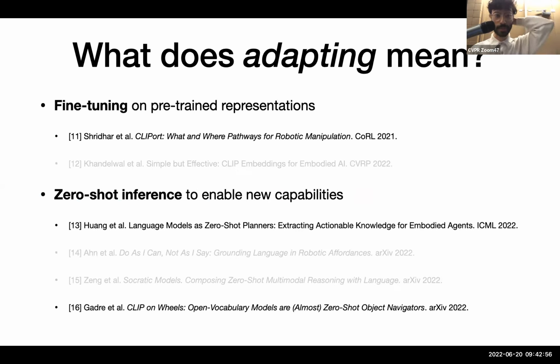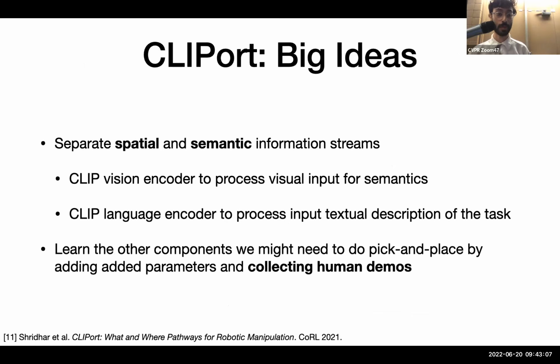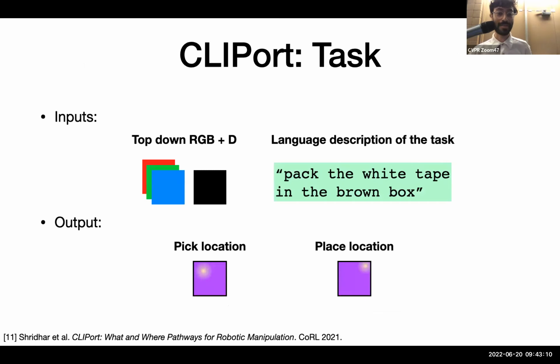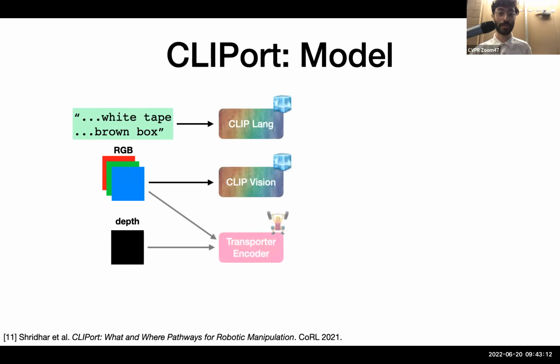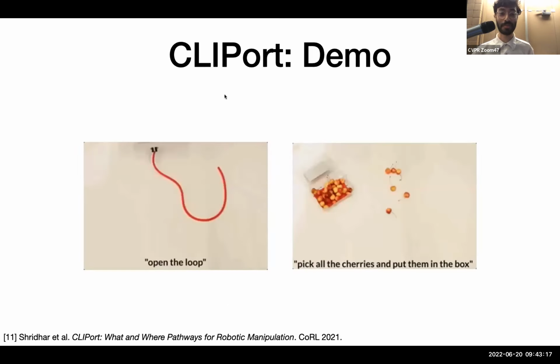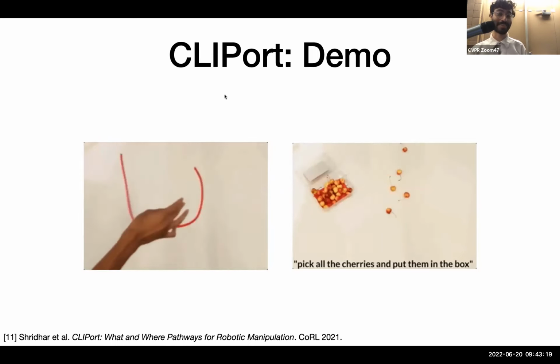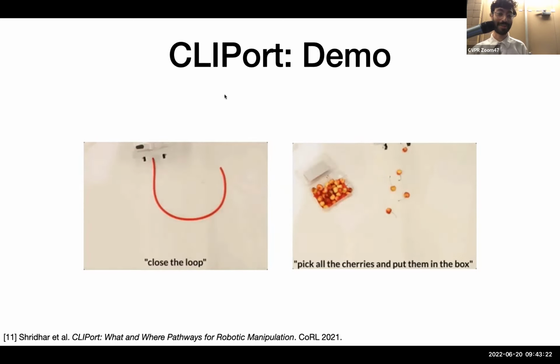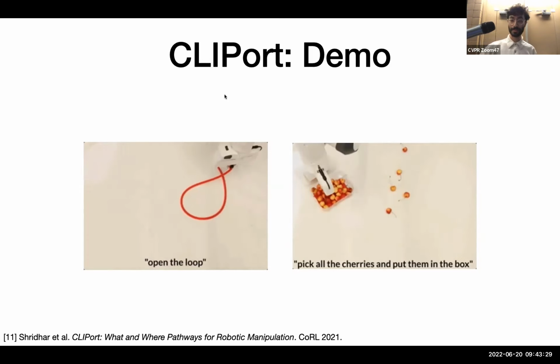And I'm going to talk about a subset of this work. So Clipboard has already gotten a lot of mentions, so I'm just going to breeze over that and then focus on these two works on using zero shot methods. Since we've talked about Clipboard quite a bit, I'm just going to show their demo videos, which I think are really cool. So here's an example of closing a loop on a piece of string and then picking up cherries.